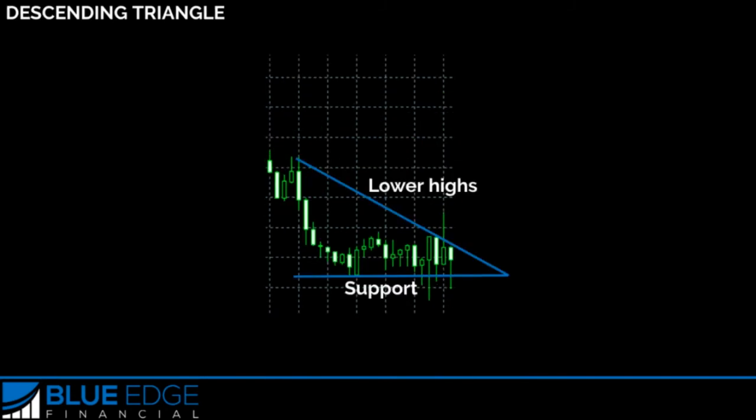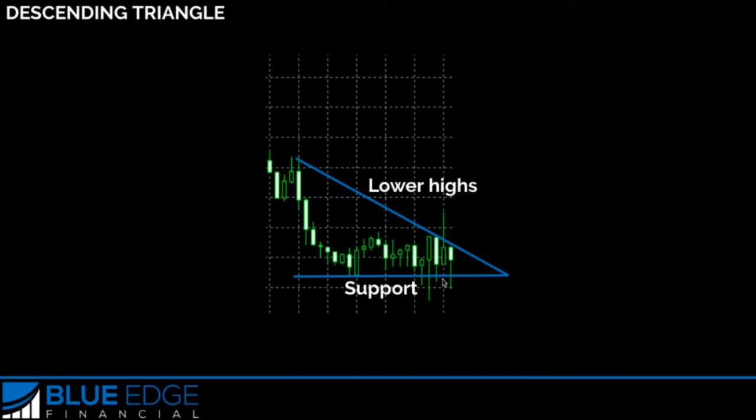Moving on to the descending triangle pattern, this is going to be the exact opposite of the ascending triangle pattern. A descending triangle pattern is formed when there's a support level, like you can see here, and then lower highs that form a triangle. The lower highs tell us that sellers are gradually pushing the price down, but they can't seem to get past this support level. So will price be able to break that support level and continue down?